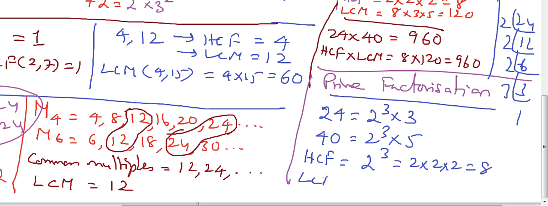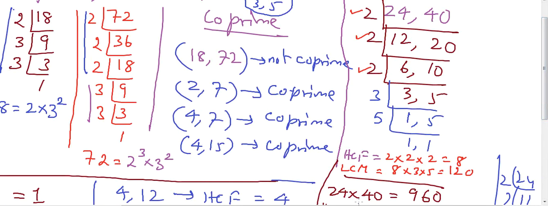For the LCM, if there are common prime factors with different powers, you need to take the highest power. Here the highest and lowest are the same, 2 power 3, and you also need to multiply by all the other prime factors, so into 3 into 5, and you will get 120. Hope it's clear what I am discussing.